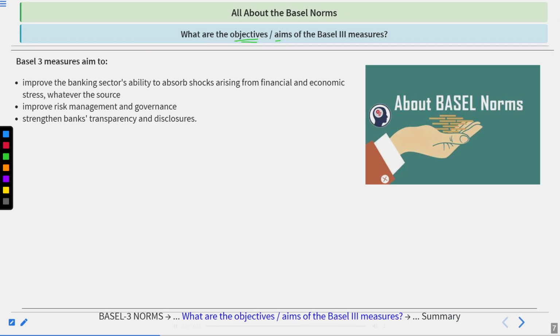Now, what are the objectives and aims of the Basel III measures? Basel III measures aim to, first, improve the banking sector's ability to absorb shocks arising from financial and economic stress, whatever the source. Second, improve risk management and governance. Third, strengthen the banks' transparency and disclosures. So these are the aims of Basel III in a prudential manner.